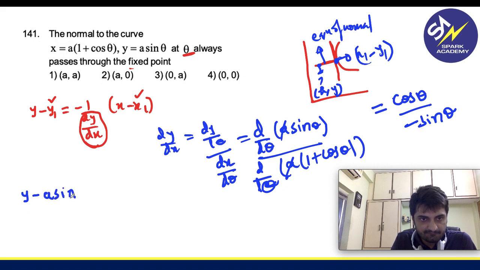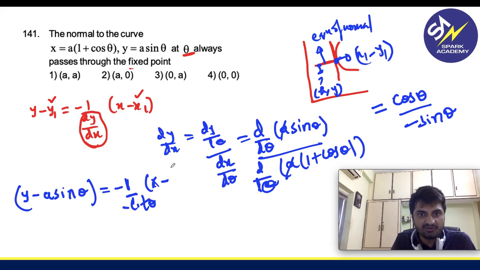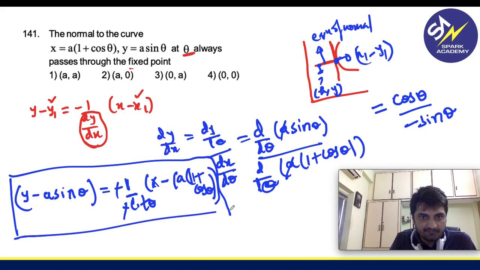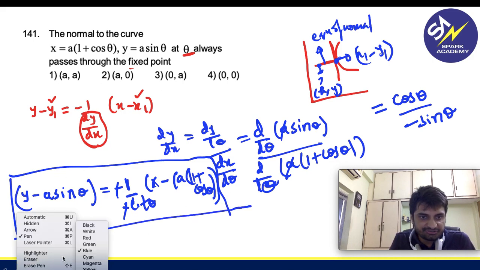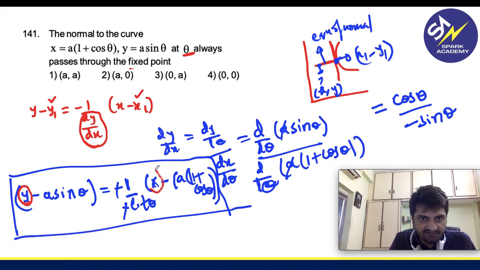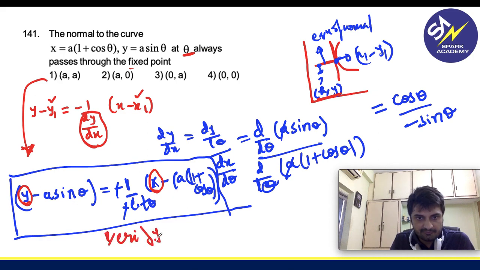So I can basically write this as y minus y1, which is a sin theta, equals minus 1 by dy by dx, which is minus cot theta here, into x minus x1. x1 is what? a into 1 plus cos theta. So this is the equation I'm getting. So now what can you do here? Basically I know this equation. I need to just find x and y basically. So how will you find it? Verify options. So what you can do is just verify options.